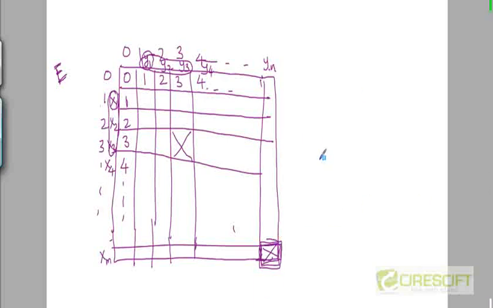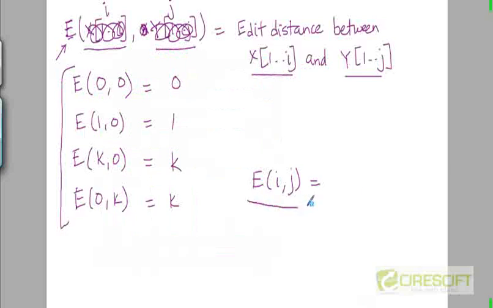So does anybody want to take a shot at what e of i comma j should be in terms of smaller values of i and j?